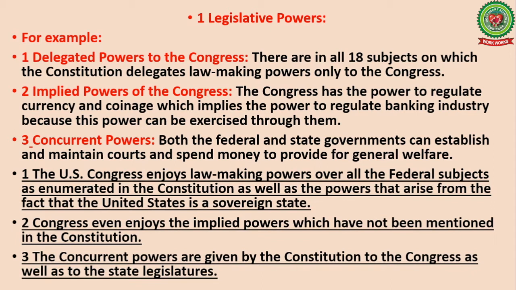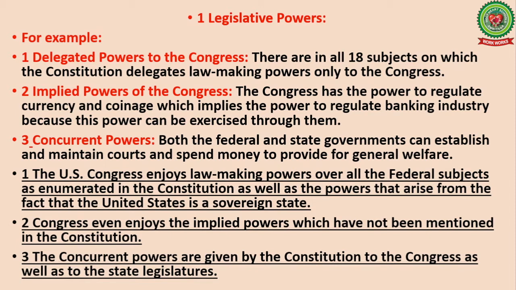So you see, this power to maintain courts and spend money to provide for general welfare, it's common to both the federal and the state governments. There are 50 state governments and one federal government. So it is common to both of them. So this comes in the category of concurrent powers.